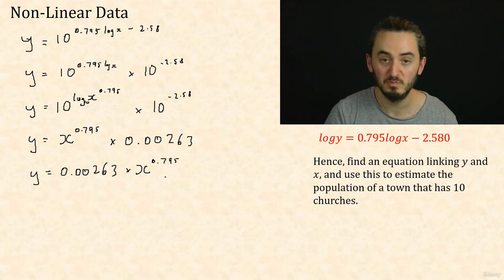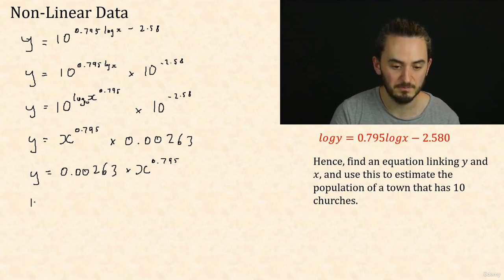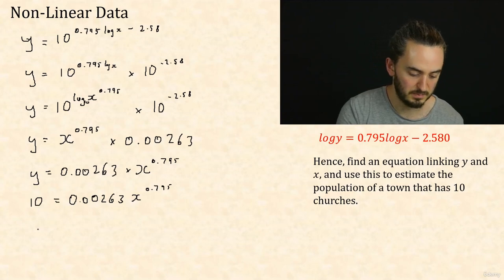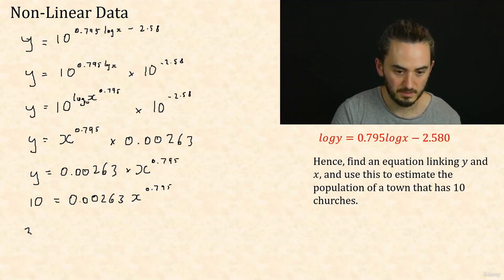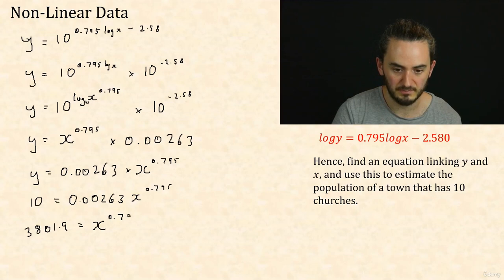Does it work? Don't know, but kind of cool that we can still figure stuff like that out. Hence, find an equation linking y and x, got that. Use this to estimate the population x of a town that has 10 churches. So when y equals 10, what's x? Well, that's just going to be solving this equation, which is a tad ugly, but I think we'll cope. So 10 divided by that number is 3,801.9. I use an unrounded answer there, equals x to the 0.795.